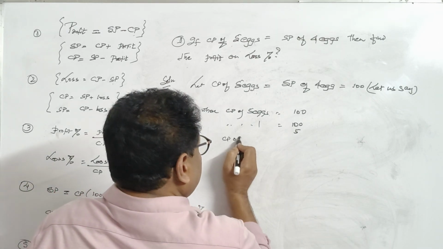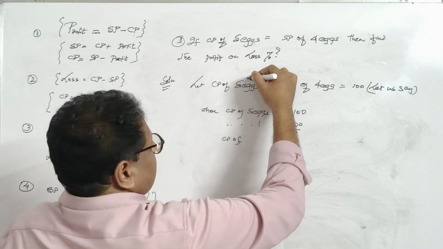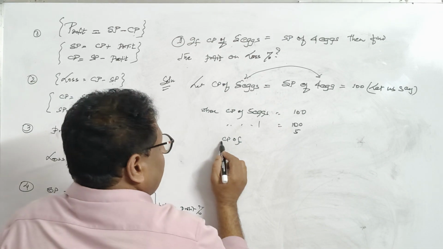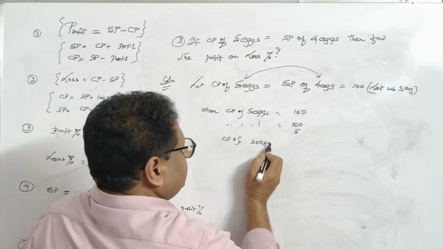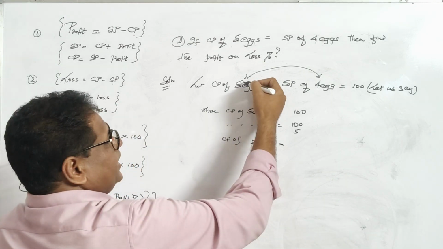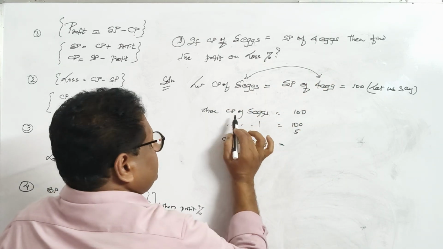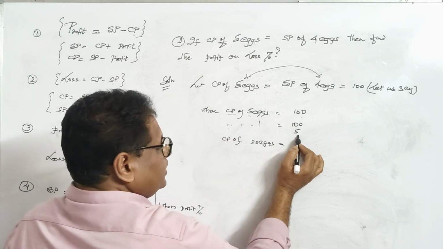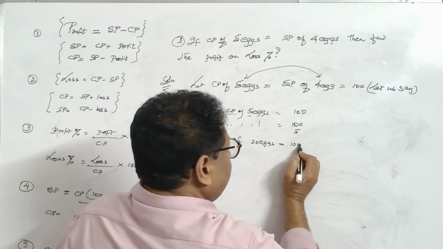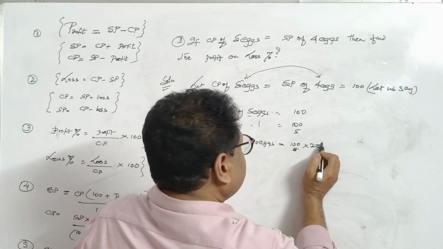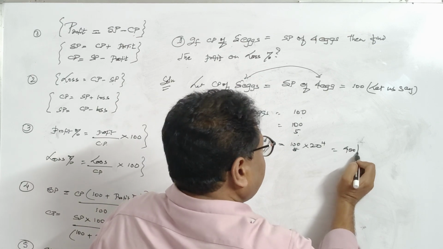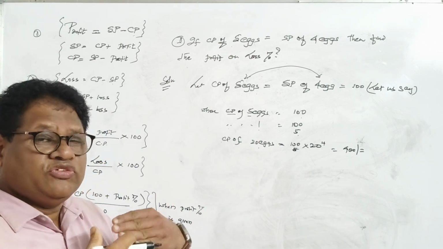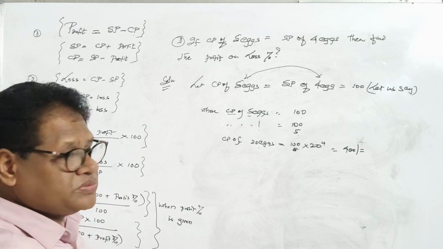Please take the LCM of 5 and 4, that comes to 20. So now you are going to find CP of 20x. How did you get this 20? You got the LCM of 5 and 4. First the CP of 5x was given as 100. You found the CP of 1x, that is 100 by 5. Then CP of 20x will be 100 by 5 into 20. So it comes to 400. Similarly, you find the selling price of 20x. Then it will be easy for you to compare whether it is profit or loss.